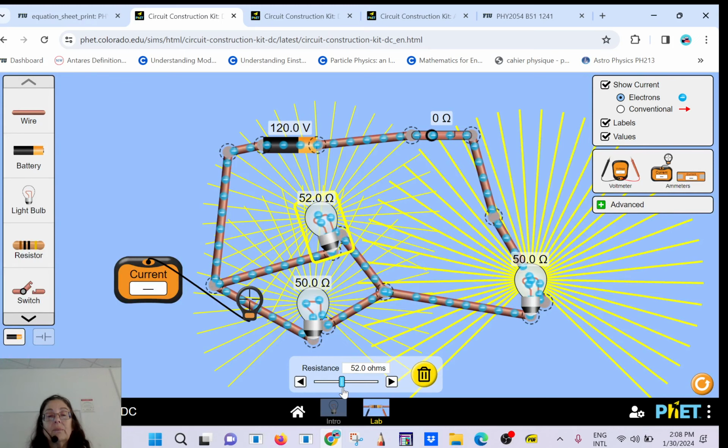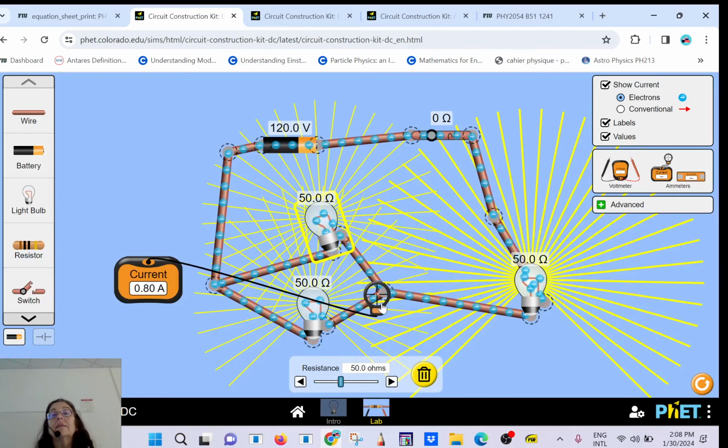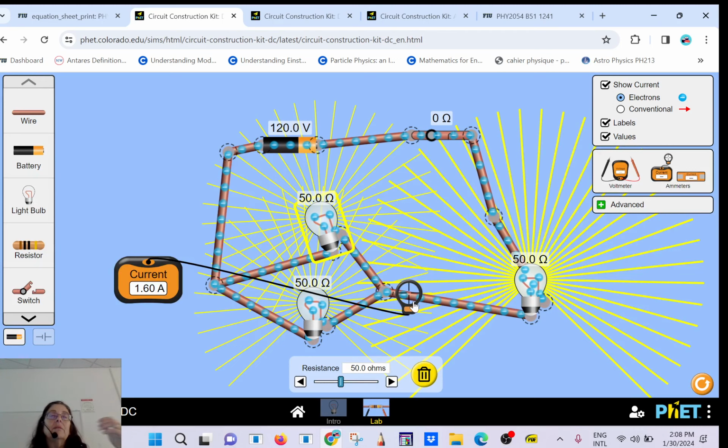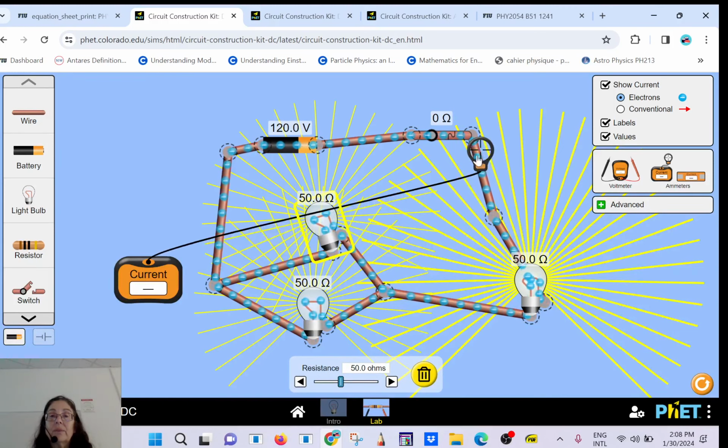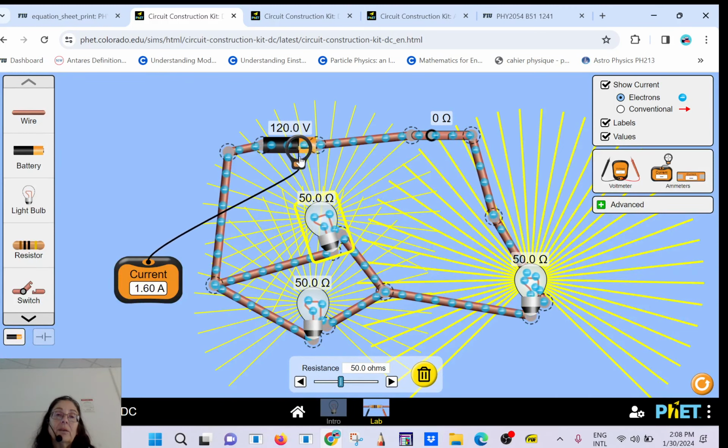So let's go back to my 50. So you have 0.8 flowing through, 0.8 flowing through, up to the intersection. The two branches come back in one. So how much are we going to have here? 1.6. Does it make sense? Imagine water flowing. So it's going to be 1.6 all over.